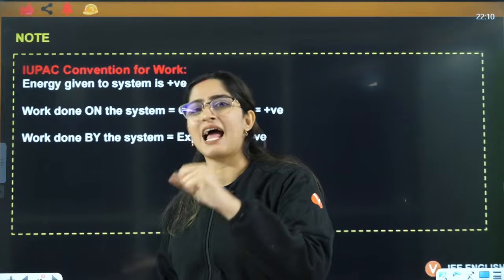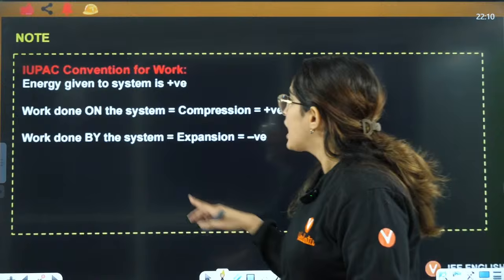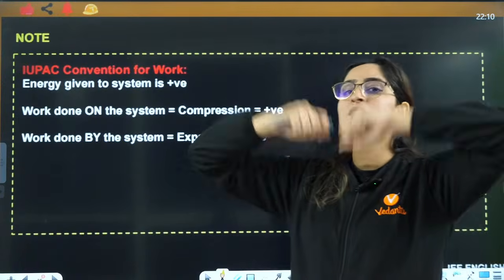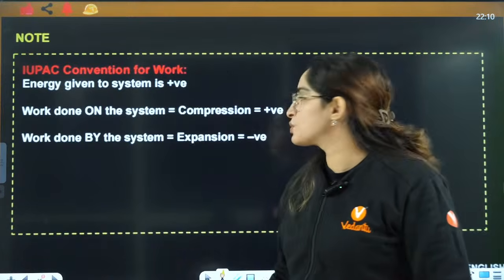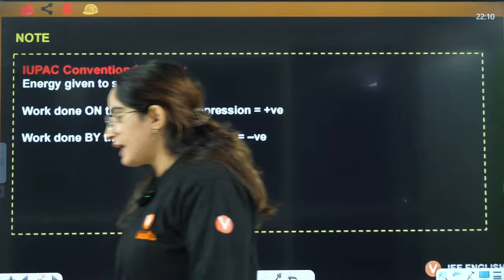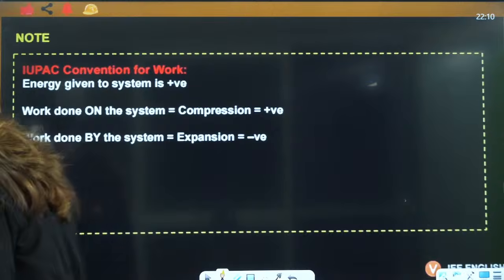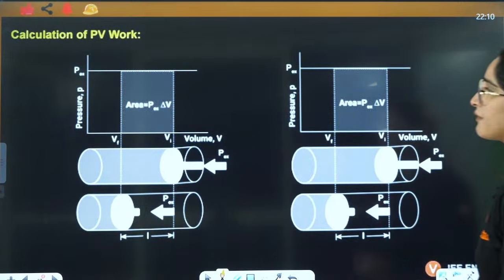Now the sign convention in thermodynamics of physics and chemistry are different, that you must know. Work done by the system, that is expansion. By the system, it is expanding. The system is expanding, so that work is negative. Now, calculation of PV work.